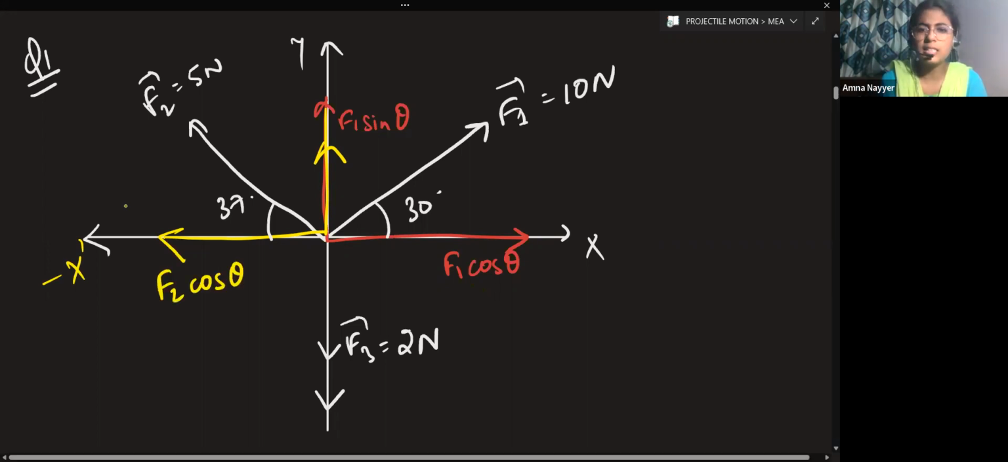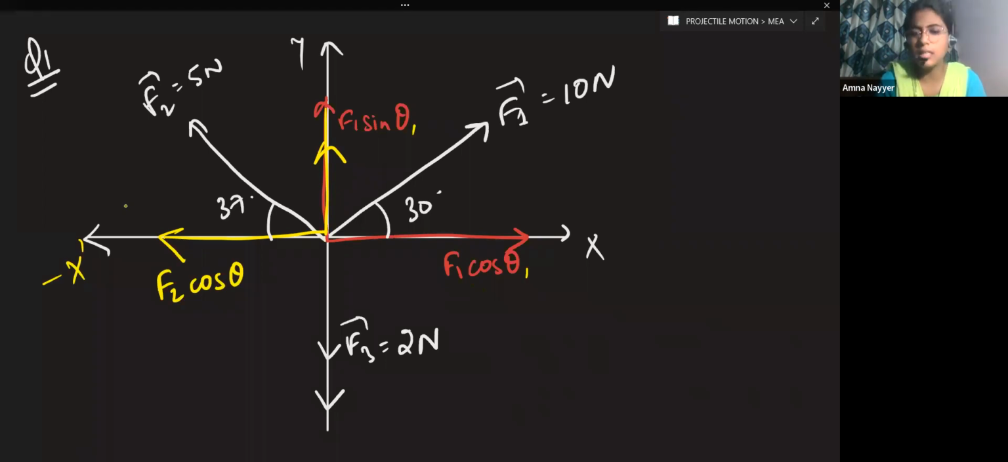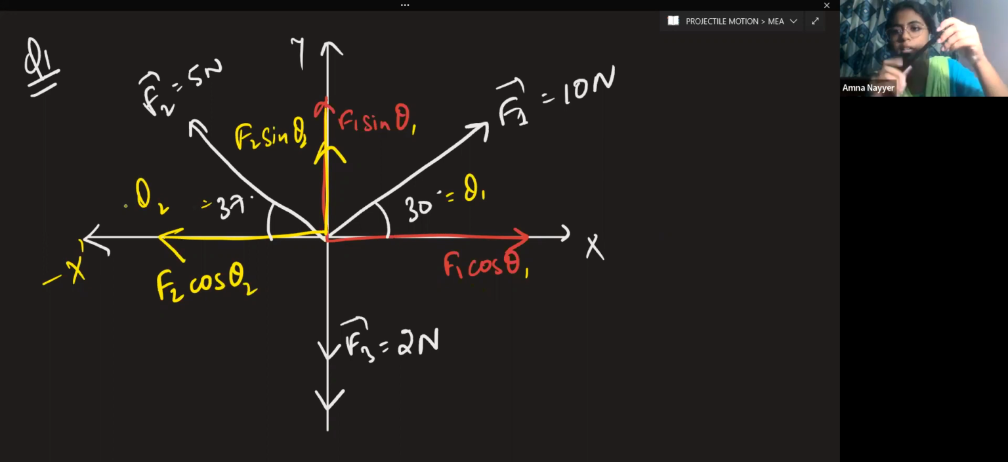Take this as theta 1 and this as theta 2, because both the angles are different. This is 30 degrees, this is 37 degrees. This becomes F2 sine theta 2. This is your theta 1, this is your theta 2. So F2 has been resolved into its two components. The angle is made here, so this is cos, and this is the perpendicular one, so sine. And do we need to resolve F3?